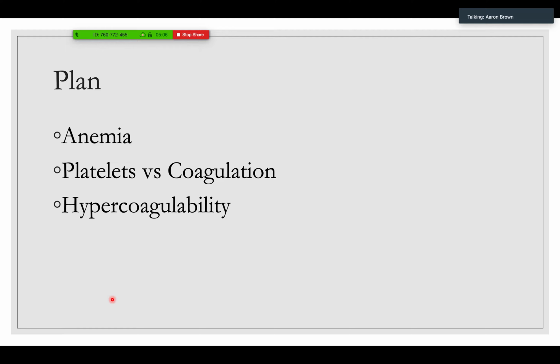We're going to talk about three things. We're going to talk about anemias. We're going to talk about platelets and coagulation. We have two different pathways there. And we're going to talk about hypercoagulability. What happens when a patient starts clotting like crazy? Why does it happen, and what do we do? So let's get right into it.